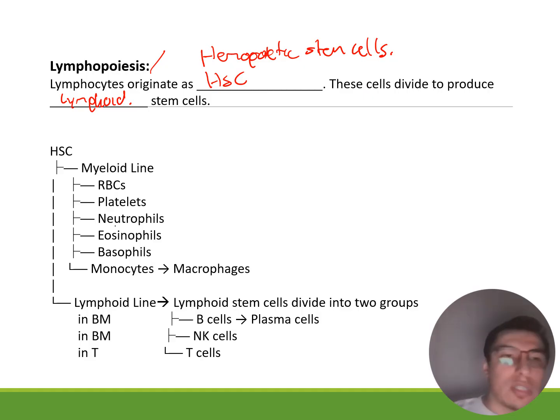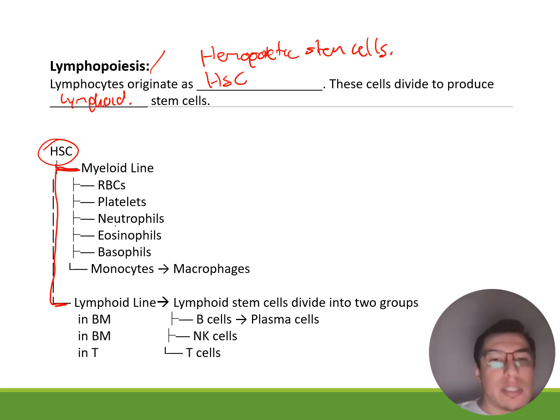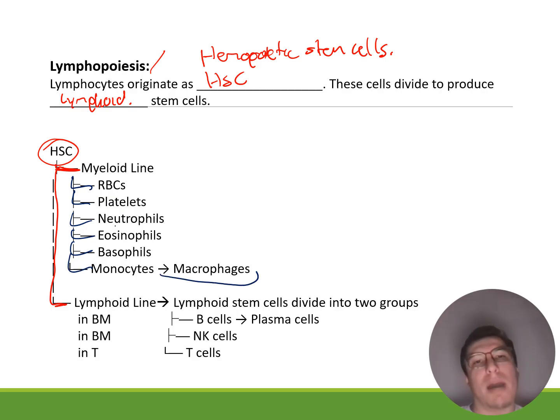All right. So this is another diagram that shows the breakdown. We have the hemopoietic stem cell divided into two major categories: the myeloid lineage and the lymphoid lineage. Now we have other types of cells within that, and that is red blood cells, platelets, neutrophils, eosinophils, basophils, and monocytes that later become macrophages.